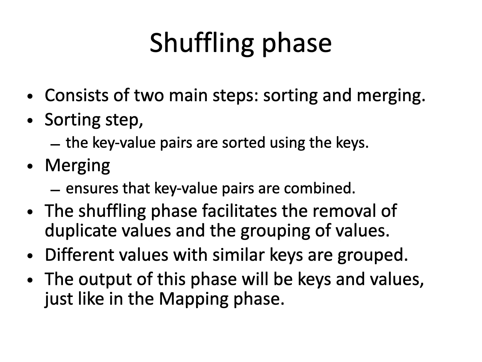And the merging ensures that the key value pairs are combined, and the shuffling phase facilitates the removal of duplicate values and grouping of the values. The different values with similar keys are grouped, and the output of this phase, just like the mapping phase, is also in the form of keys and values.